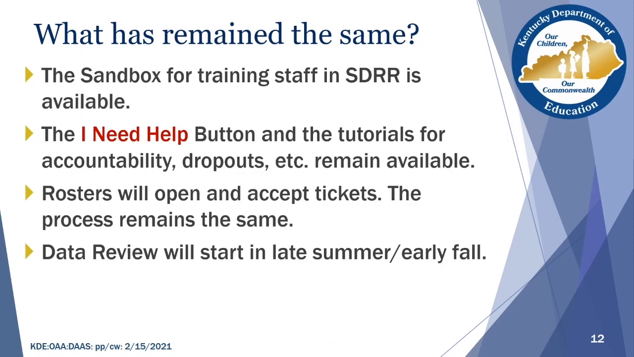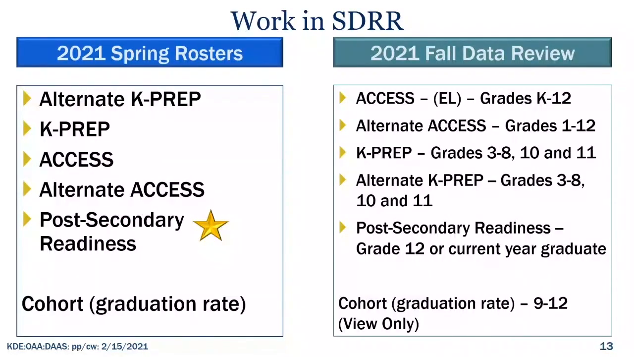The work continues in SDRR with the two phases, rosters and data review. Let's look at the spring rosters that you will be changing. Alternate K-Prep, K-Prep, ACCESS, and alternate ACCESS for ELs. Post-secondary readiness. We'll also have TED's career data. If you have questions concerning your CTE data or the information in TED's, please contact the Office of Career and Technical Education. Claude Christian or Scott Uselis will be able to assist you. The cohort or graduation rate data will be visible during the spring, but its review closed earlier this year, so you won't be able to change it.